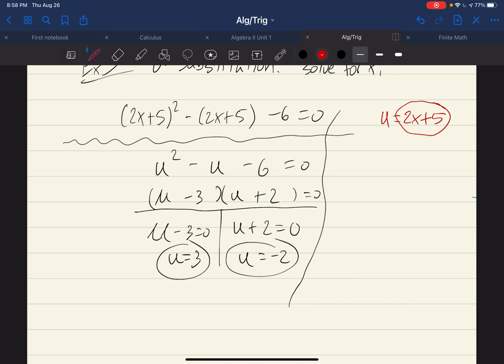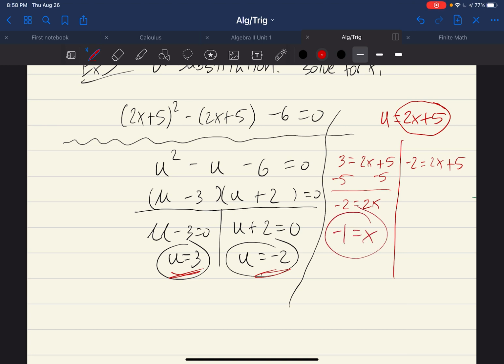So what is u? U is 3. So we can say 3 is equal to 2x plus 5. So that's one answer for u. The other answer for u is negative 2. So we can do negative 2 is equal to 2x plus 5. So now I solve those two little baby equations, and I get 2 answers for x, which would work back in the original problem. All right, subtract the 5 over, and we get negative 2 is equal to 2x. So divide the 2 over, and we get negative 1 is equal to x.